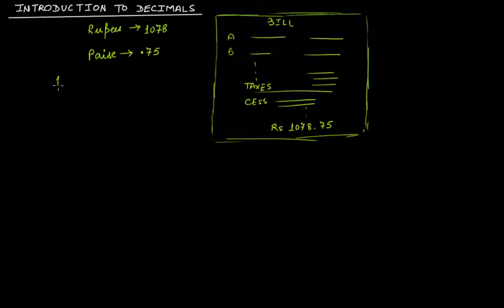Now we know that 100 paise is actually equal to 1 rupee, right? 100 paise is equal to 1 rupee, and on the basis of that only we have written this 0.75. How we write that, all these things will be discussed in a very detailed way in our next video. This is only an overview of decimal numbers, where you encounter such numbers. So this 0.75 actually tells you the paise.